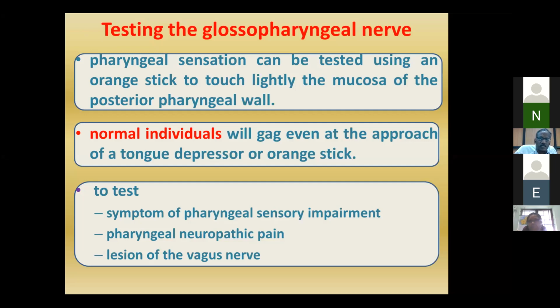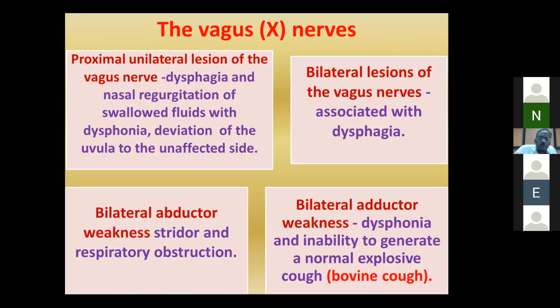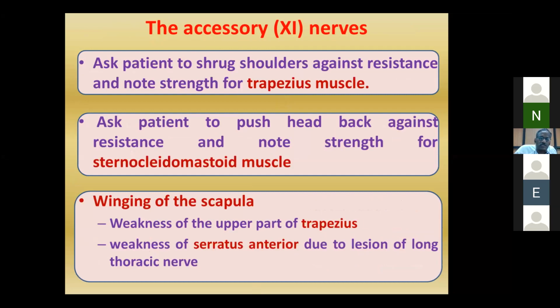Coming on to the 10th nerve. The 10th nerve is the largest nerve. It supplies all the hollow organs. So the patient will have dysphagia, nasal regurgitation, stridor and respiratory obstruction. Spinal accessory nerve supplies trapezius and sternocleidomastoid. What are you going to do? Go behind the patient, put your arm firmly over the shoulder, and ask the patient to shrug against your resistance.